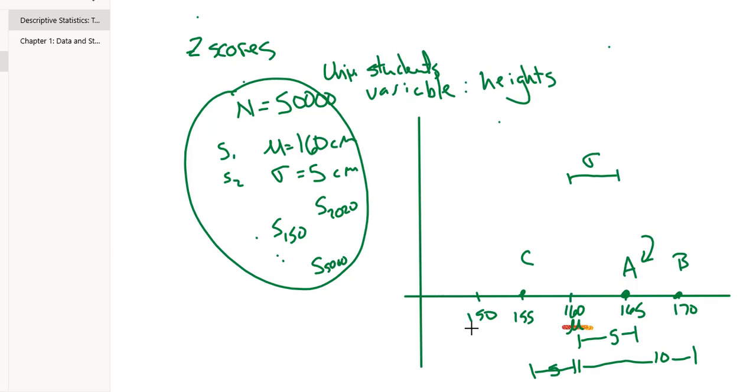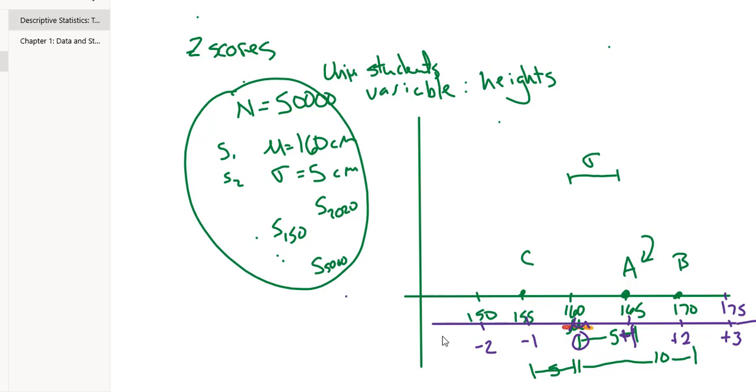So if we want to, we could make another scale underneath here. Instead of saying A is 165, we can say A is plus 1 standard deviation. Instead of saying B is 170, we can say B is plus 2 standard deviations, in other words, 2 standard deviations above mu. We can call this 0, this plus 1, this plus 2. What is plus 3 then? Plus 3 up here would be 175, and plus 4 would be 180. And down here, we could call this negative 1, and this negative 2.